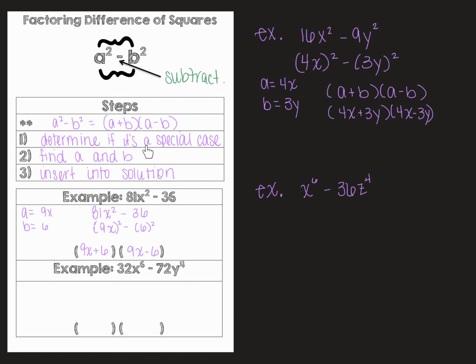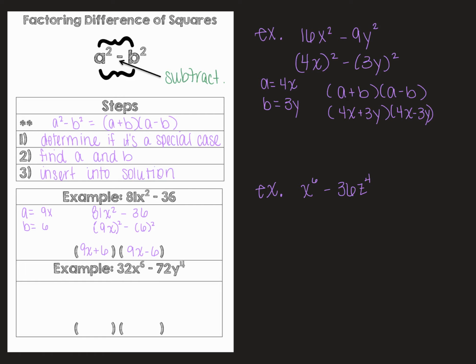So the first thing we need to do is determine if it is a special case. Do you have two perfect squares and are they being subtracted? If so, you need to figure out what A and B are. Not necessarily what this whole first term is, but what was squared to give you that. So find out what A and B are. Then you're just going to insert it into your solution, into the first step I have up here next to the stars. That's how simple this is.